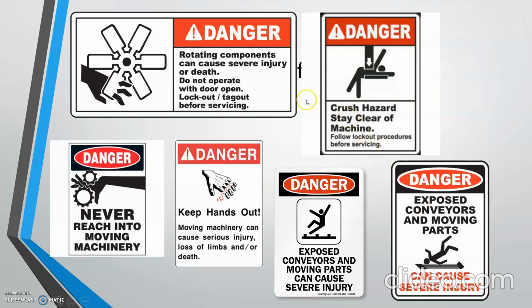So this is some of what we call signs or posters that the management put in order to alert the workers about the danger when using their machine. Okay, such as this one is rotating components. Okay, this for crush hazards, and this one for other conveying moving parts. So the worker can be alert by using these signs, so the worker can see and be aware of all the dangers that may happen to them.